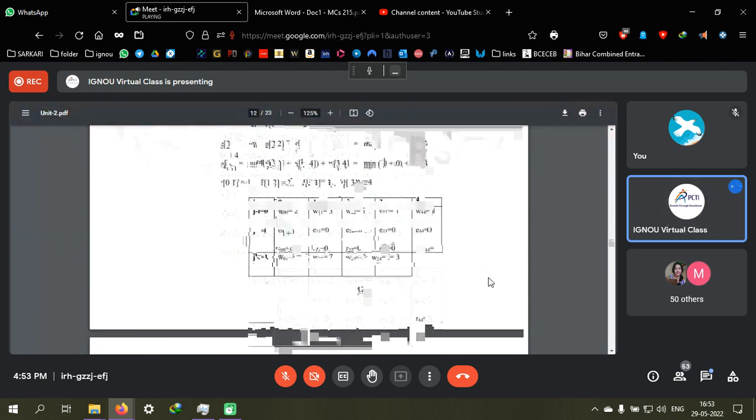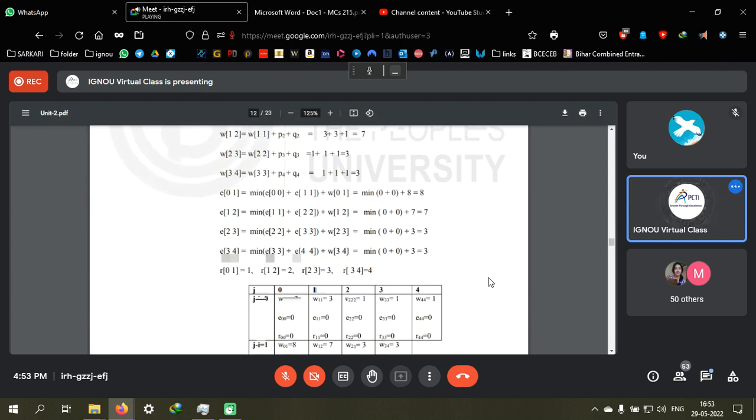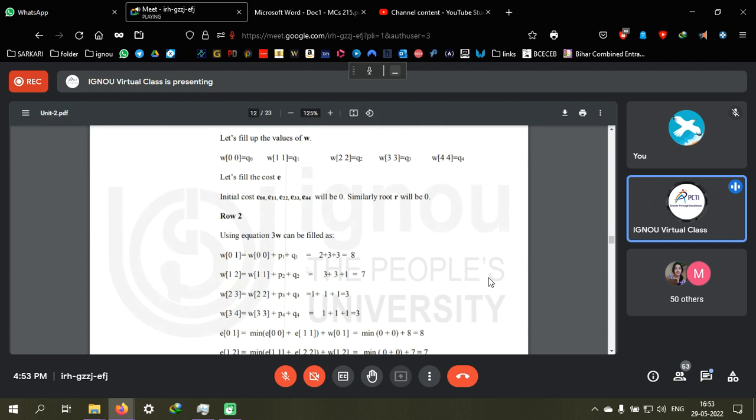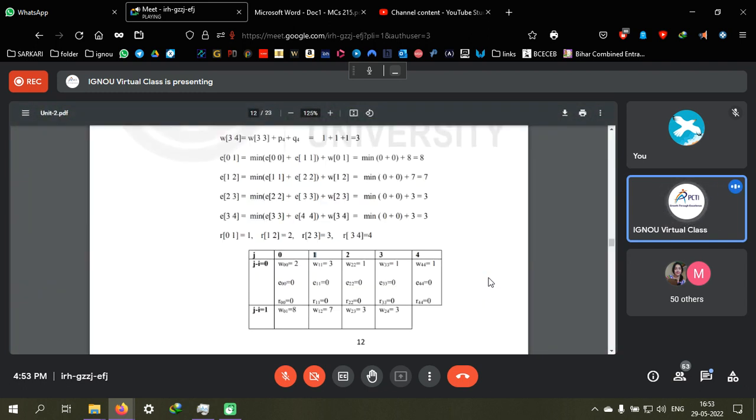This is 2. E00 and R00 are also 0. Then we have to find the first, that means W11, E11, R11. For W11, we calculated W11 that is equal to Q1. The value of Q1 is 3, so we put it here. E11 is also equal to 0. R11 is always equal to 0.